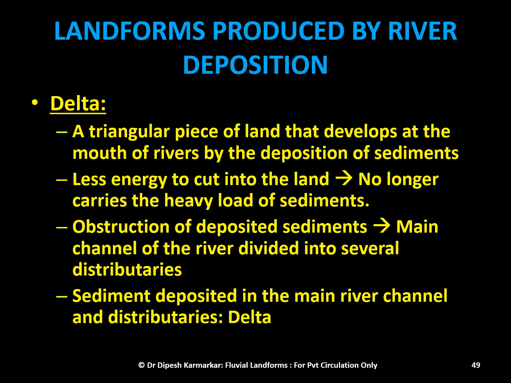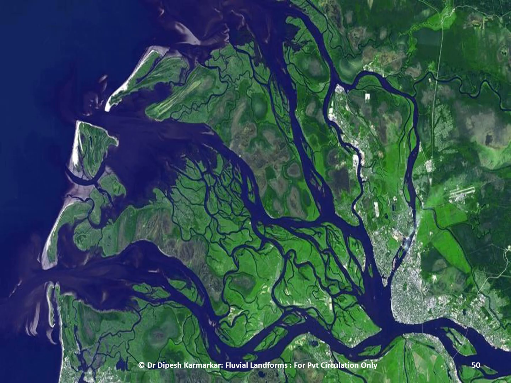Next, the delta. When a river enters a standing water body, such as a sea or a lake, it loses its remaining energy and can no longer carry its heavy load. The main channel gets blocked by deposited sediment and divides into several distributaries, and continued deposition builds a triangular landmass at the mouth called a delta. This image shows the branching distributary channels of a river delta.